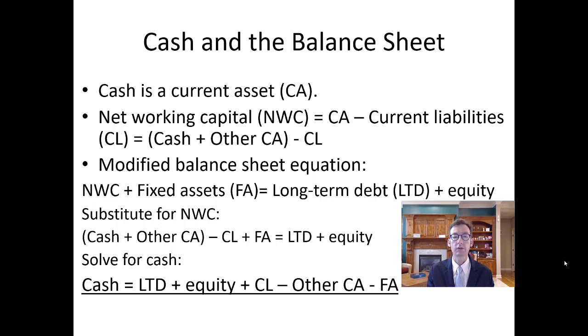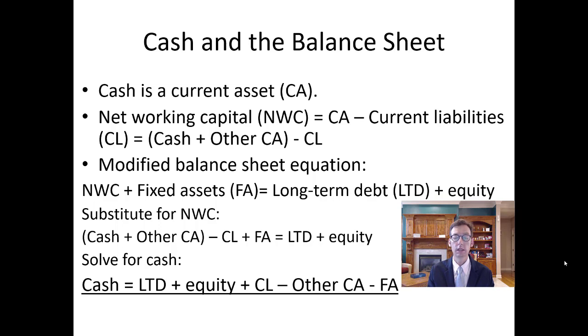And then I'm going to solve all that for cash. Now, why am I doing this? I'm doing this because then we can see what happens to cash as each of these other things go up and down. For example, cash is equal to long-term debt plus equity plus current liabilities minus other current assets minus the fixed assets. In this equation, anything that has a plus sign in front of it, if that thing goes up, then cash goes up. And anything that has a minus in front of it, if that thing goes down, then cash goes down.